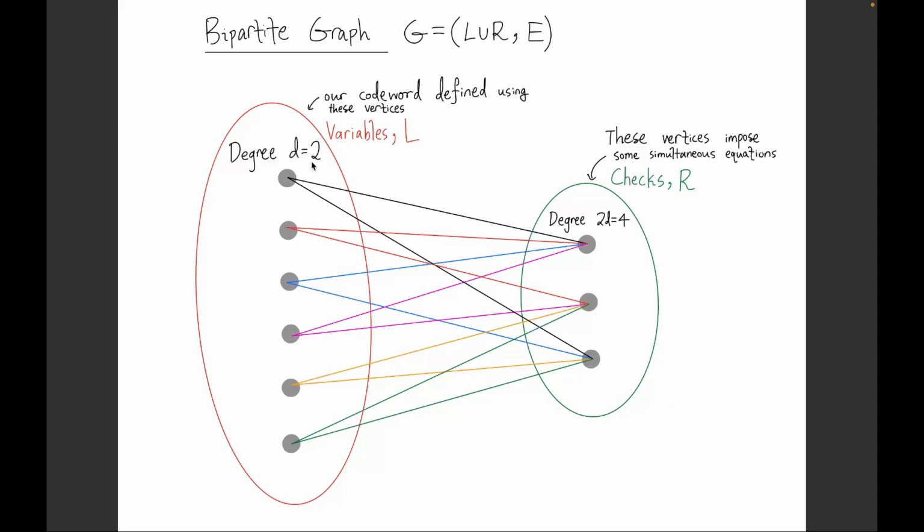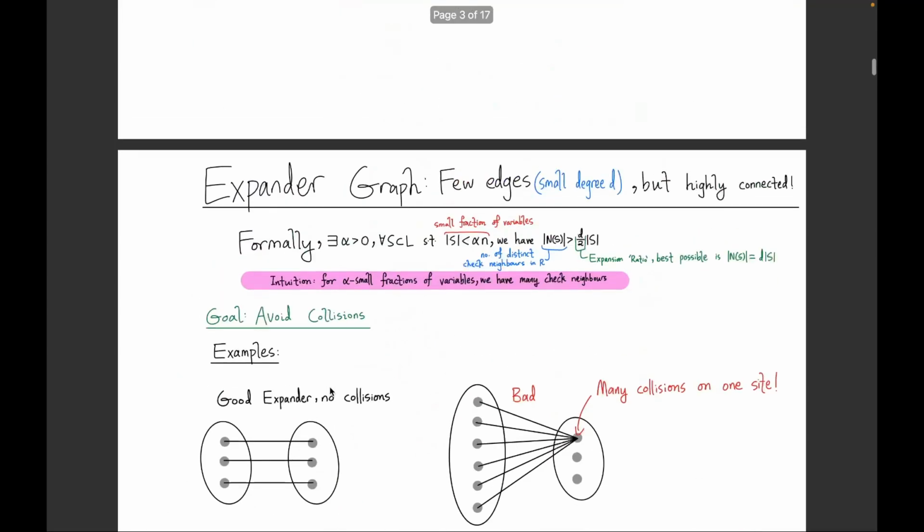on the left side using these checks. And importantly, one thing I want to note is that the graphs that we consider are going to have a constant degree d. So in this case, we have degree 2, and basically that says each vertex has a constant number of edges coming out on the left side. And then we have twice as many, degree 2d, on the right side. But then note that we have half as many vertices on the right side as compared to the left side. So we're going to work with this bipartite setup for the whole talk.